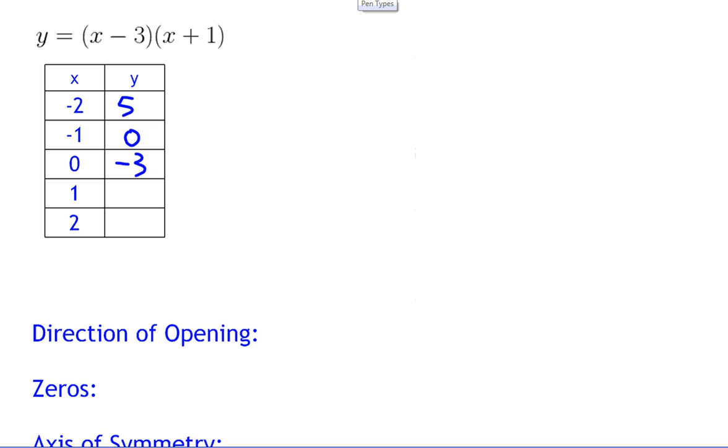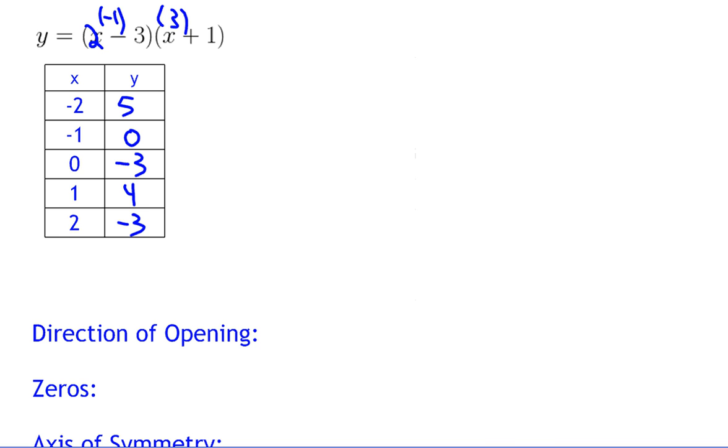So substituting a 1 in here, 1 take away 3 is negative 2, 1 plus 1 is 2, negative 2 times 2 is negative 4. And the last one here, substituting a 2 into the equation, 2 minus 3 is negative 1, and then 2 plus 1 is 3, negative 1 times 3 is equal to negative 3.